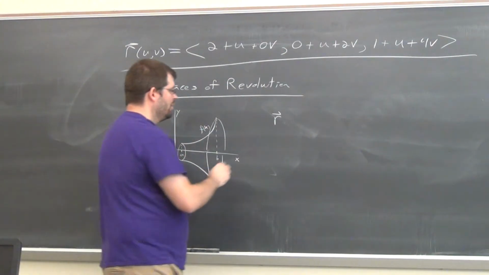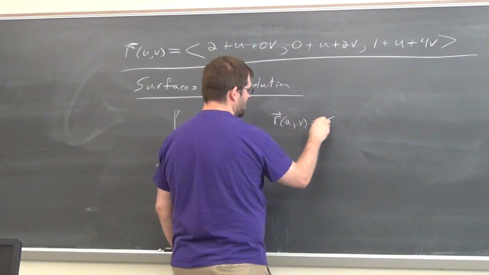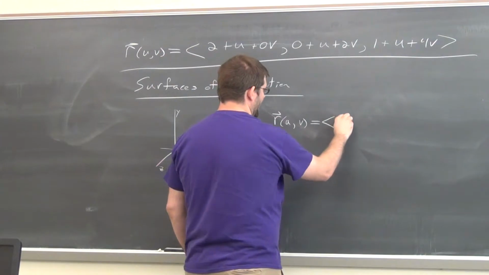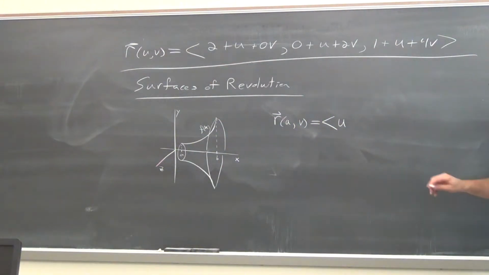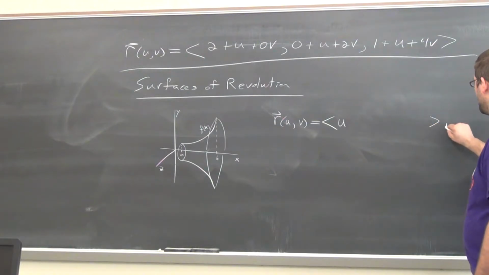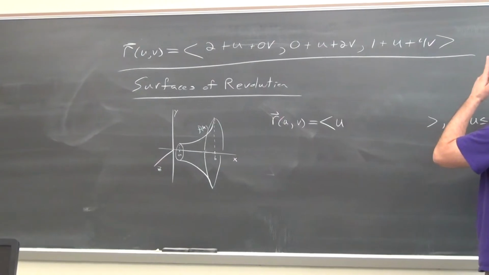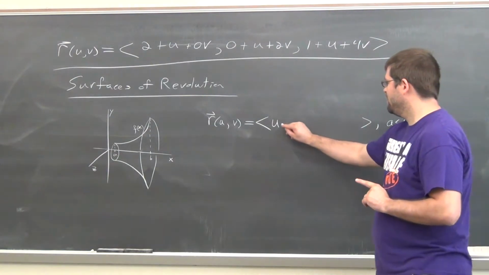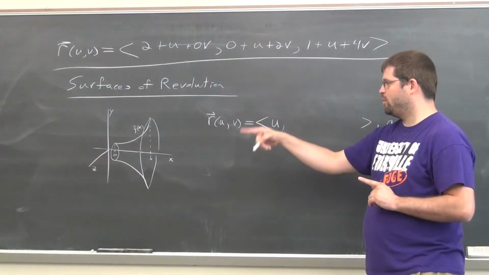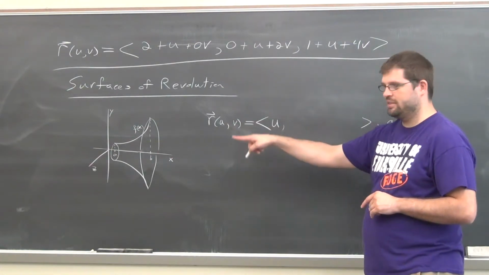I'm just going to get us started. I'm going to let my x be the u. And where do I want that x to range from? A to B. So my u is just going to go from A to B. Okay, and so now, how do I describe the y and the z's here?